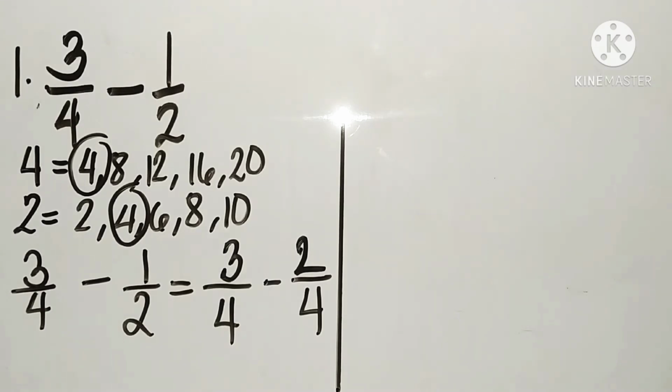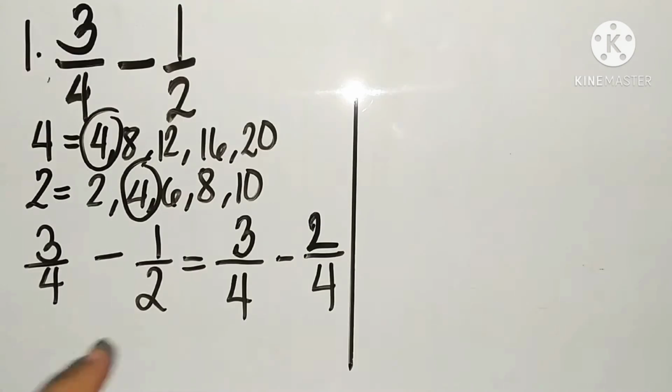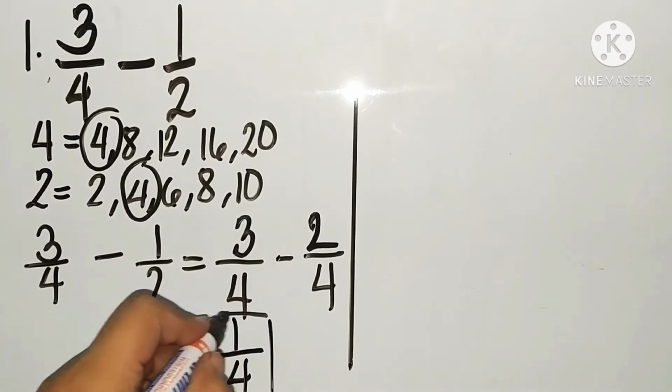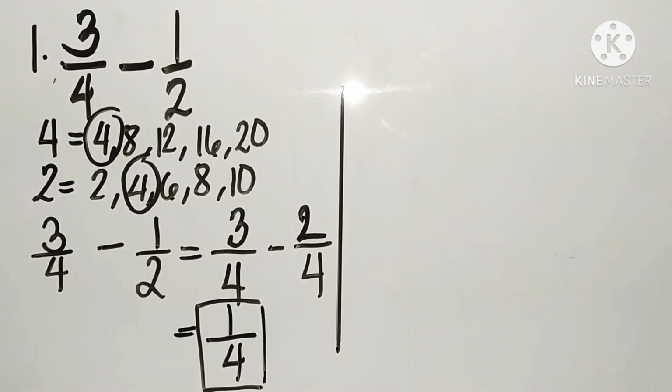Yung last step is to subtract the resulting fractions. So, isasubtract na natin to, applying the rule in subtracting similar fractions. Magiging 3 minus 2 is 1, and then copy the denominator, which is 4. The answer now is 1/4. I-check natin kung magtutugma yung 1/4 sa isang method, which is the butterfly method.